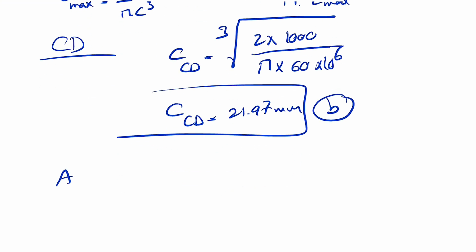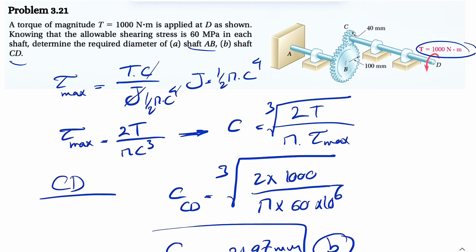Now let's move on to the member AB. One thing that we need to keep in mind is that the force that these two gears are applying to each other, based on Newton's law, is going to be the same force, same magnitude, just in the opposite direction. For every action, we have a reaction. So we know that the force on each of these two gears is the same, and torque is equal to force times the distance, which in here is the radius.